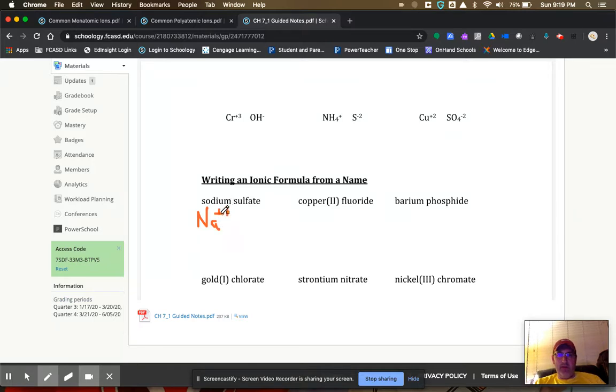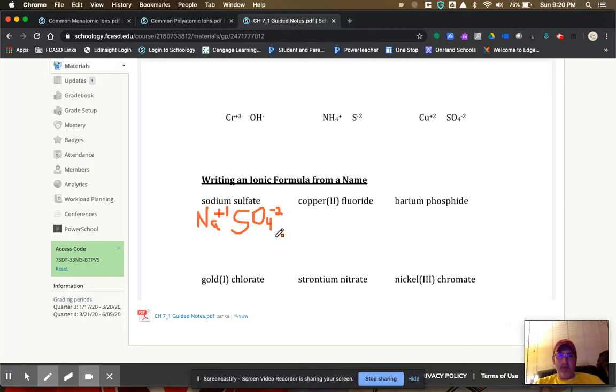One. You really don't need the 1. You can include it if you want, but just plus means that it's actually a 1. And then sulfate will be SO4 -2. Okay, so there's our 2 ions. We have a +1, we have a -2.